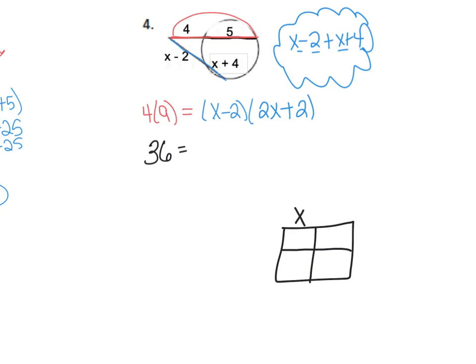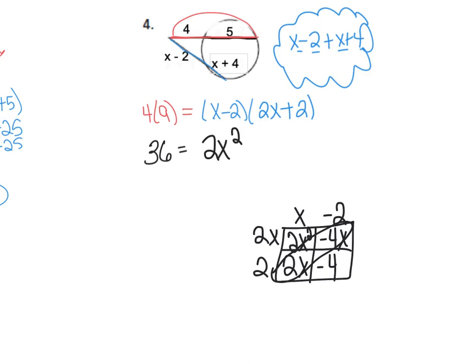I'm going to do x and negative 2. I'm going to do 2x and positive 2. 2x times x is 2x squared. 2x times negative 2 is negative 4x. 2 times x is 2x, and 2 times negative 2 is negative 4. Here in the middle, I get my like terms, so I would have 2x squared, and then 2x minus 4x is negative 2x, minus 4. Okay, so now I've got this quadratic here. Go back to slide 1. What do we do first?